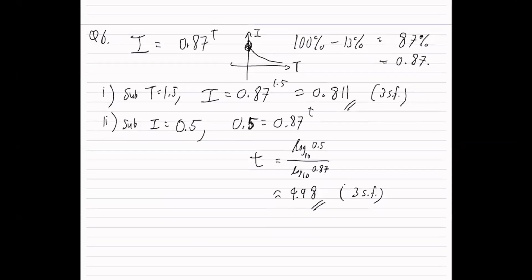4.98. This is T for thickness. Sorry, it should be capital T, be consistent. Millimeters. Okay, question 6 done. Let's look at the next one. Question 7.